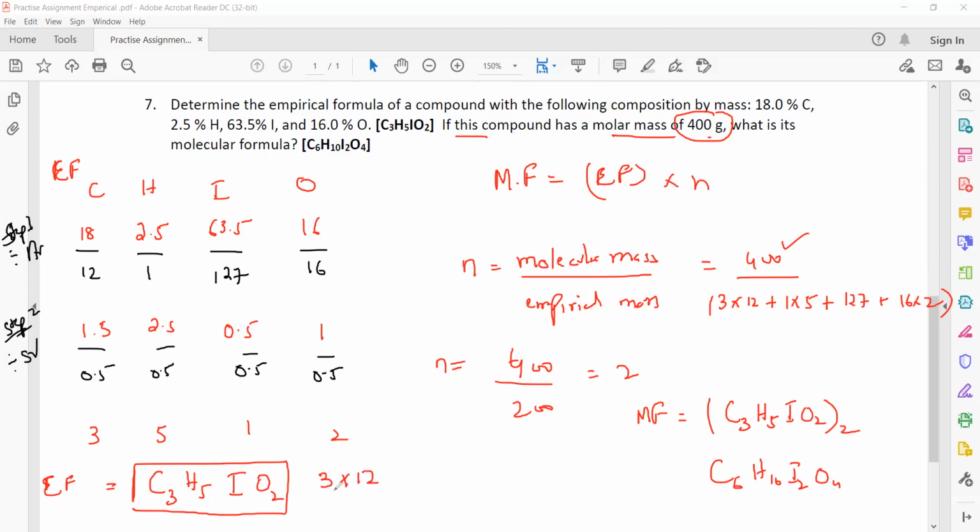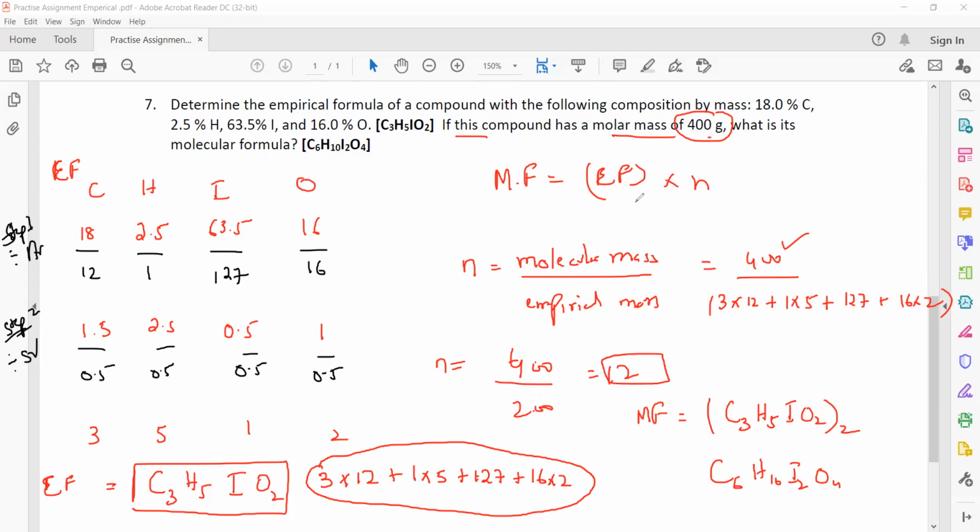So it will be 3 multiplied by 12, plus it contains 5 hydrogen and the mass of each hydrogen is 1, so it will be 1 multiplied by 5. Plus iodine, the mass of one iodine is 127, plus it contains 2 oxygen, so it will be 16 multiplied by 2, so it will be 32. So when you add all the masses from the empirical formula, you will get the empirical mass, which is 200. So 400 divided by 200, the value of N is 2. So this empirical formula multiplied by N gives you the molecular formula.